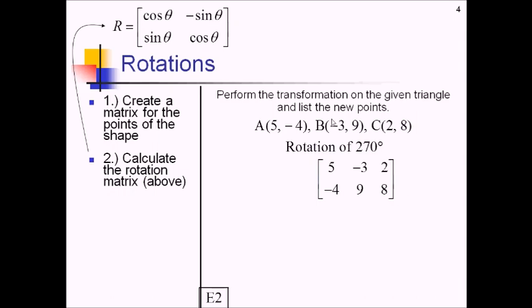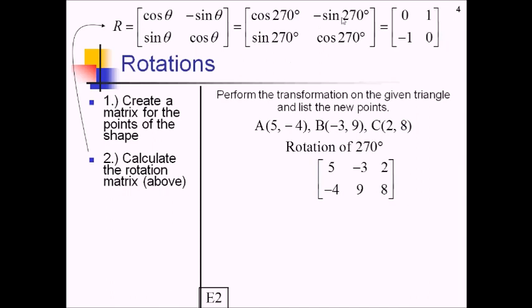So calculating that for 270, cosine of 270, those are both going to be zeros, bottom of the unit circle, the x value there. Sine of 270, that's -1. Negative that is going to be +1. So there's our rotation matrix. Just like with the reflection matrix from the last example, we have to multiply this by the points matrix, not the other way around.